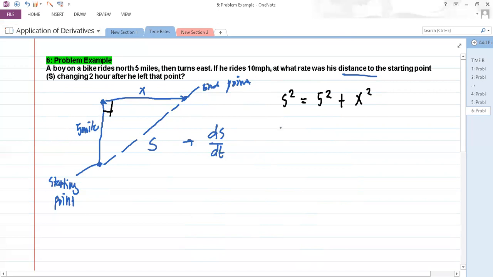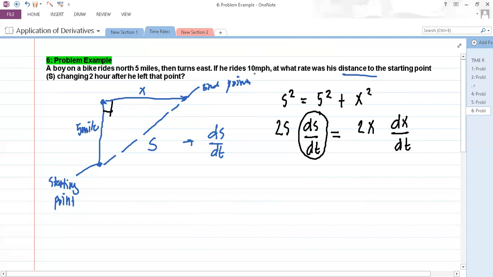If we differentiate this with respect to time, that is 2s ds with respect to time, that is equal to, this is a constant, derivative of a constant is zero, so 2x dx with respect to time. Okay, so this is our equation. Ito yung hinahanap natin, ito yung required. So how can we get the value of s, the value of x, and the value of dx dt.